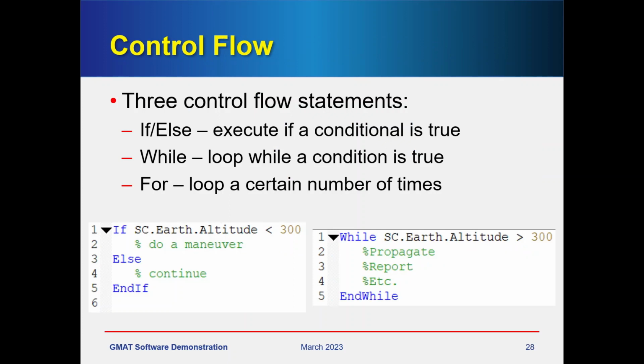A little bit on control flow. GMAT has 3 control flow statements: if and if else, while, and for. Here is an example of an if else statement. Note that there is no else if statement. Next, on the right, we have a while statement. Notice in both we have our end block to end the control flow statement.